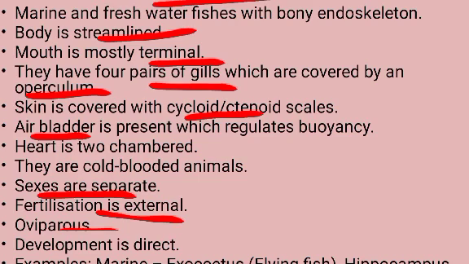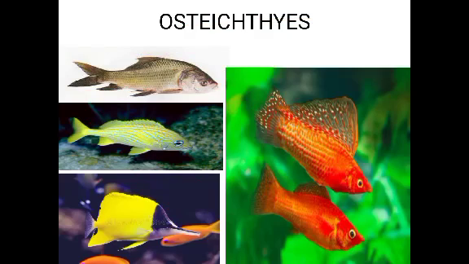Then their development is direct. That means the egg will hatch into a young one which resembles the adult one. Okay, so many examples are there. These are some of the examples of fishes: the butterfly fish or the molly fish. Only a few fish I could keep here.